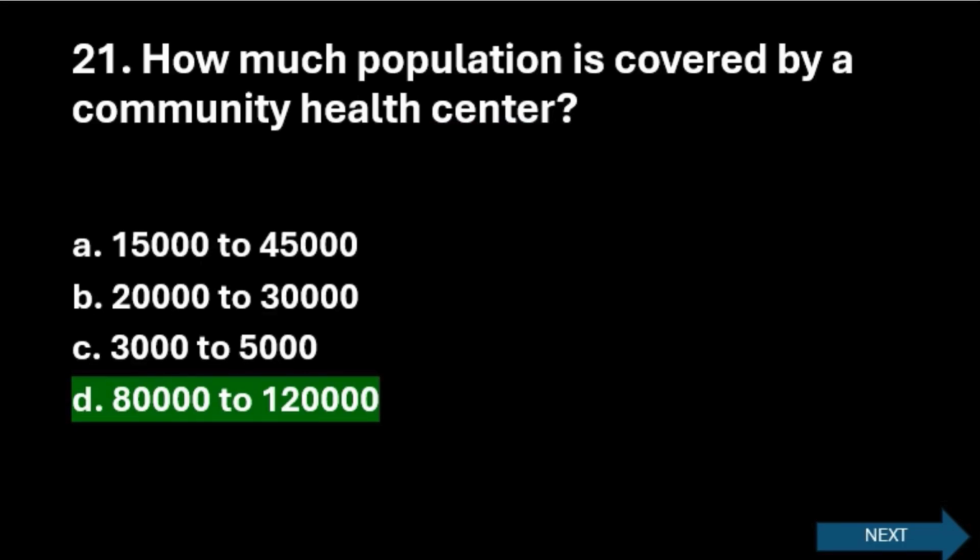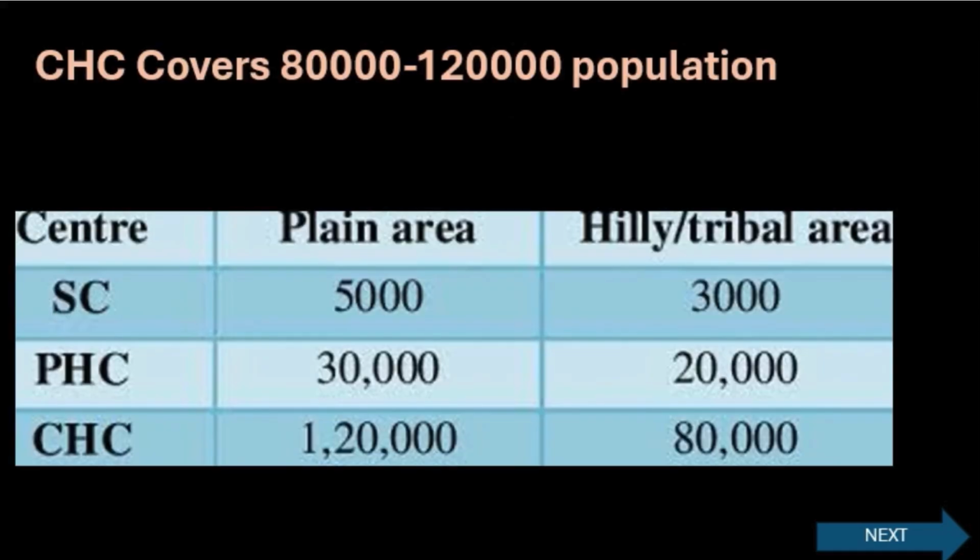Here you can see the table about subcenter, PHC and CHC. CHC covers 80,000 to 1,20,000 population. Here you can see plain area and hilly area, like that it is divided. Subcenter, it is 3,000 to 5,000. Primary health center or PHC is with 20,000 to 30,000. Community health center or CHC is with 80,000 to 1,20,000.